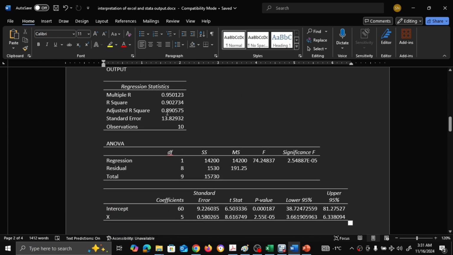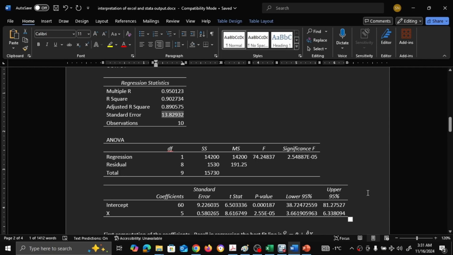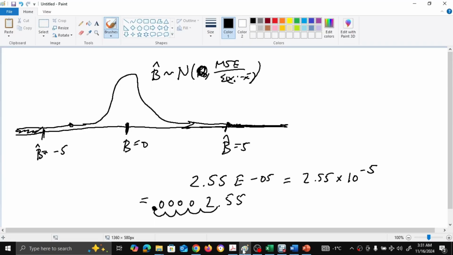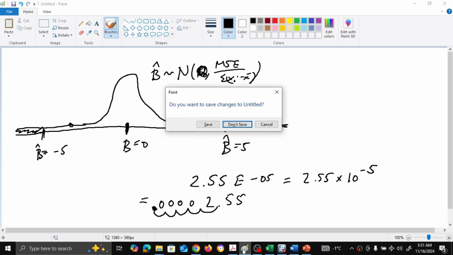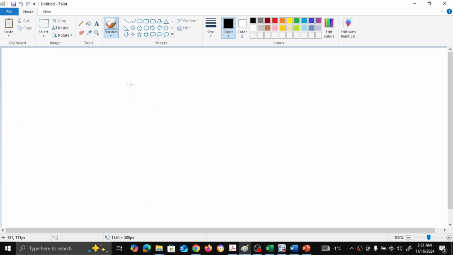Where is it? Standard error. Okay, it's right here, 13.82. And what exactly is the standard error? Well, let's go back here. I'm going to delete this. And let's draw the regression a little bit better so we kind of see it.